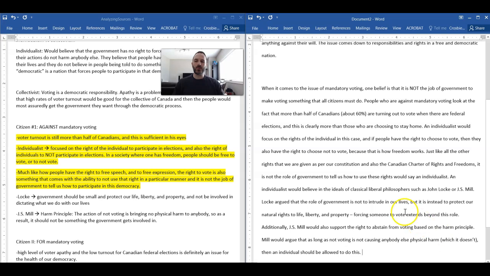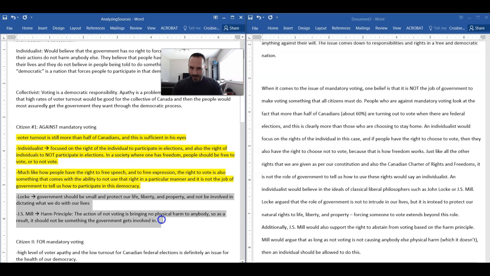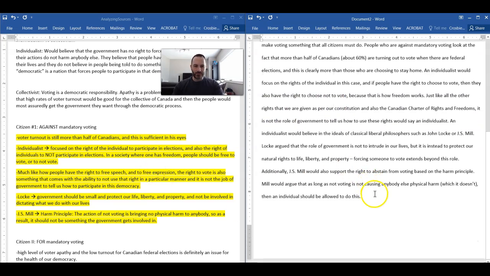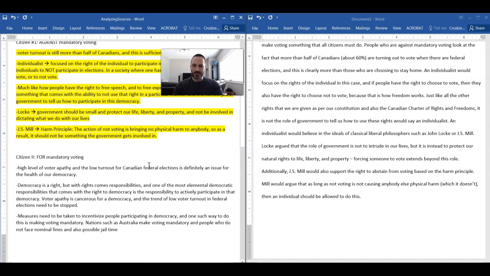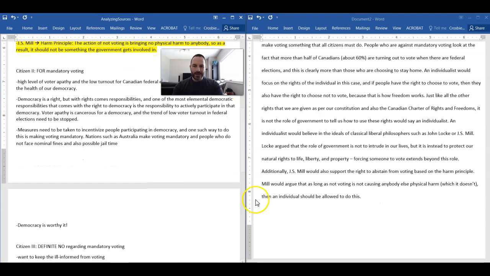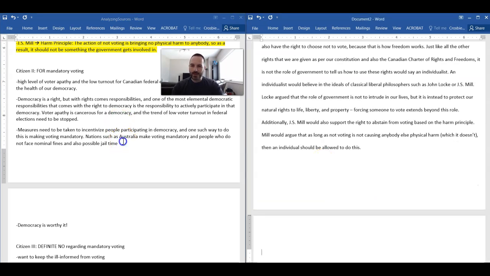Boom! Beautiful. Got my Mill, got my Locke. Life is good. Okay? All right. That is citizen number 1. Let's move on to citizen number 2. I'm just going to scroll this down over here, and then I'm going to move down here. I should have mentioned before, as I'm thinking about this, this person is a socialist, right? They take a greater good argument.